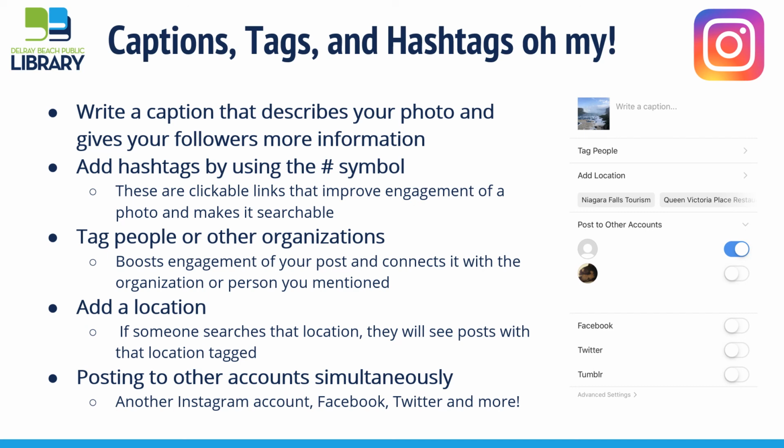After the caption and hashtag area, you can tag people or other organizations. So this would boost any kind of engagement with your post if you want to connect it with other organizations. Or if there's someone in your picture that is your friend that's also on Instagram, you can tag them as well. So they'll get a notice that they were tagged in this picture so they know they're there. After that, you can add a location if you want, so that if people are searching, for example, Niagara Falls, they would be able to see a picture like this on there. So you can add the one location that that picture was taken in, if you'd like.